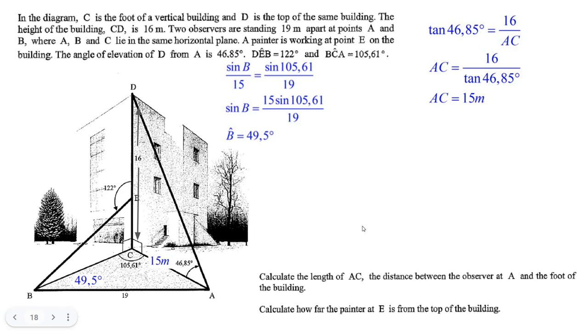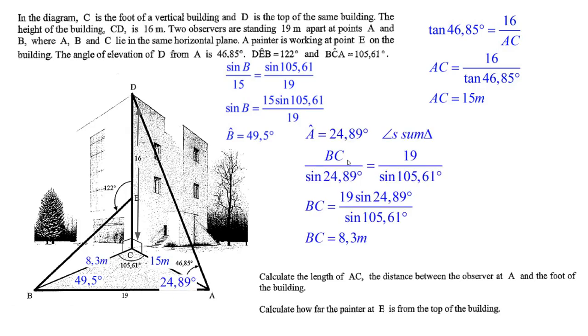That's really going to be useful to do the next thing, because we're trying to get at this little section DE. We've got to figure out something about BC. But now we could do it. We know that's 105.61, and we know that's 49.5. So we add them and go 180 minus. That's how we got the angle at A at the bottom, which is 24.89 degrees. So we know BC, which we're trying to figure out, goes with the 24.89.